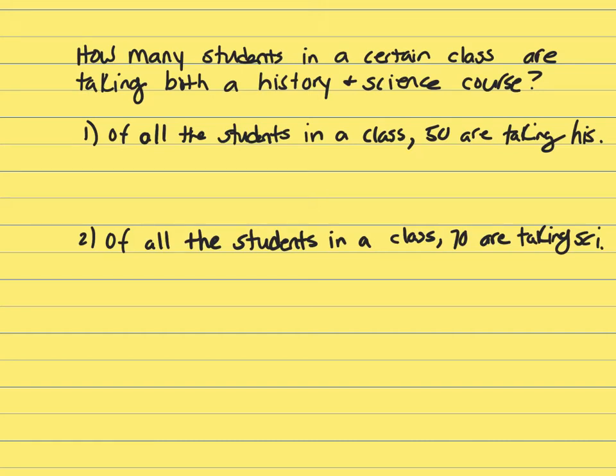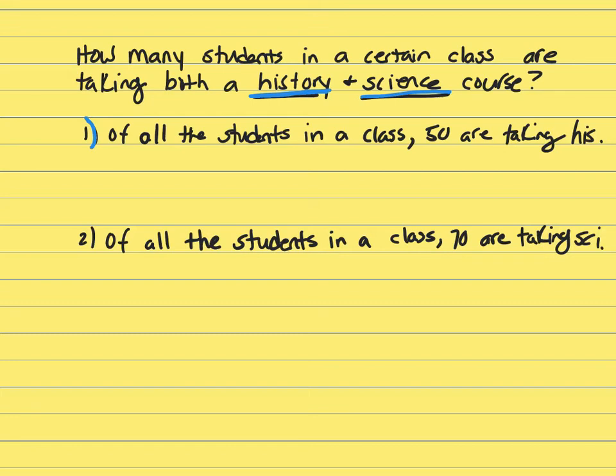We were trying to figure out how many students are taking both a history and a science course, and of course that's the same semester or module, whatever they're in. So what you do is look at clue one, and clue one says of all the students in a class, 50 are taking history. Well, that's not all I know. 50 are taking history. I don't know anything else.